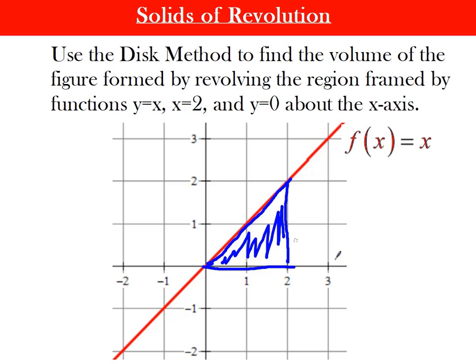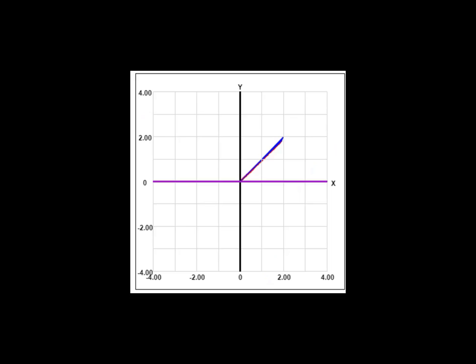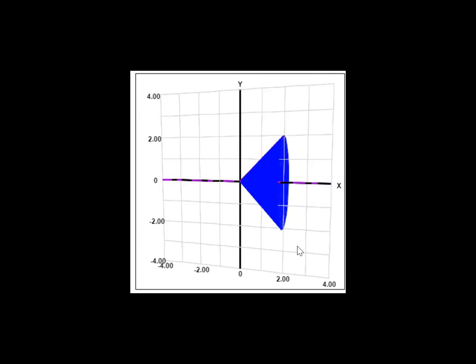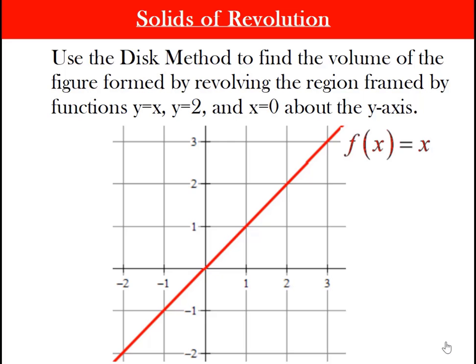We're going to take this region and revolve it about the x-axis. And so what would happen is we'd revolve it around the x-axis as such, and we'd get this figure that looks like this. It would be a cone. Okay, there's our region revolved about the x-axis. And if we look at a cross-section as such, you can see that it is indeed a cone.